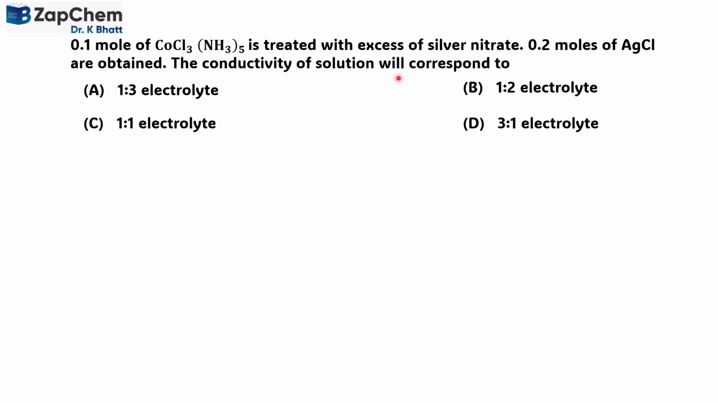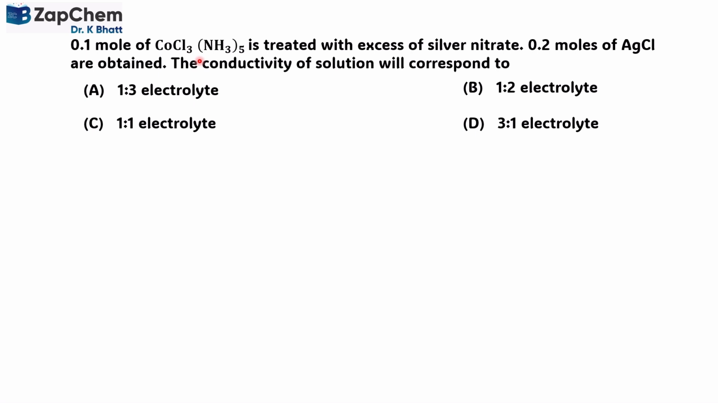are obtained. The conductivity of the solution will correspond to which of the options. Four options are given: 1:3 electrolyte, 1:1 electrolyte, 1:2 electrolyte, and 3:1 electrolyte. We have to find out which is the correct nature of the electrolyte, because we know that coordination ionic complexes behave in their aqueous solution as an electrolyte, and the reaction suggests that when excess of silver nitrate is treated with chloride ion, the ratio at which chloride ions are consumed and reacted with silver ion is 1:1.